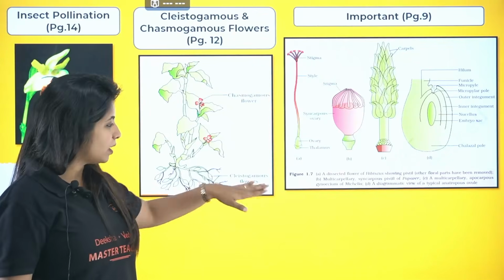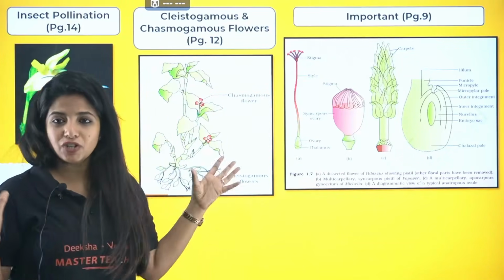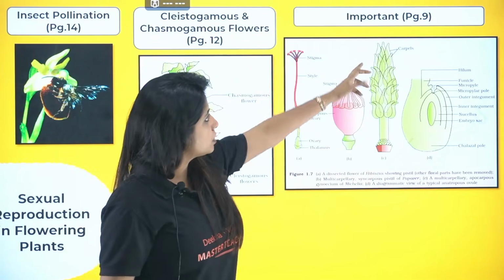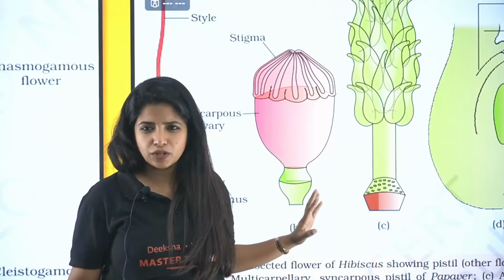So please know the ones towards the soil are cleistogamous, the closed ones, and the ones above will be the open flowers, chasmogamous. Again, there are 2 pictures, page number 9, important pictures. These pictures are there. MCQ based questions could be coming in.